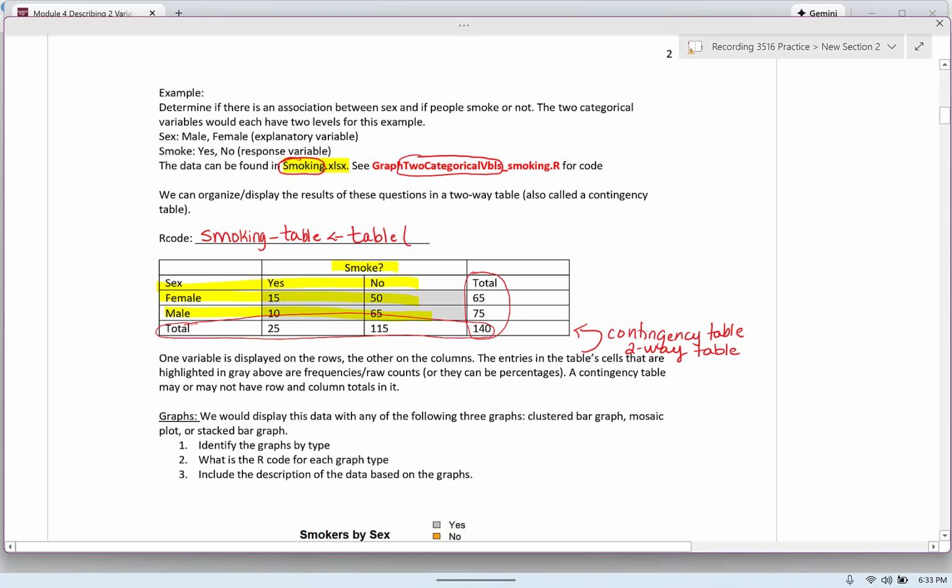So our Excel file is going to be smoking. So I'm going to have smoking $, and it does not matter what variable you put first here. Our variable is smoke, and you can look at the Excel file to see that. And then you put a comma, and then the name of the data frame again, smoking, and it does not look like smoking, SMOKING, dollar sign, and the variable that's missing is sex.